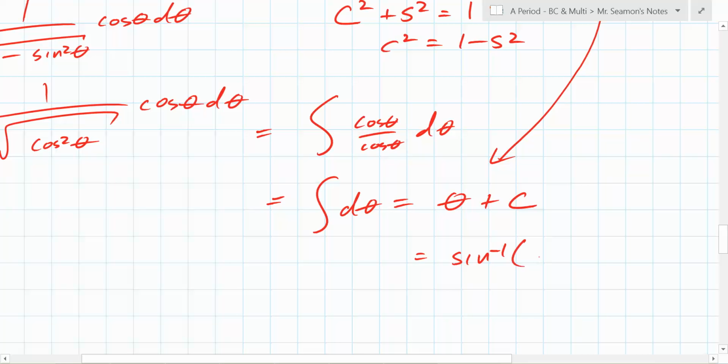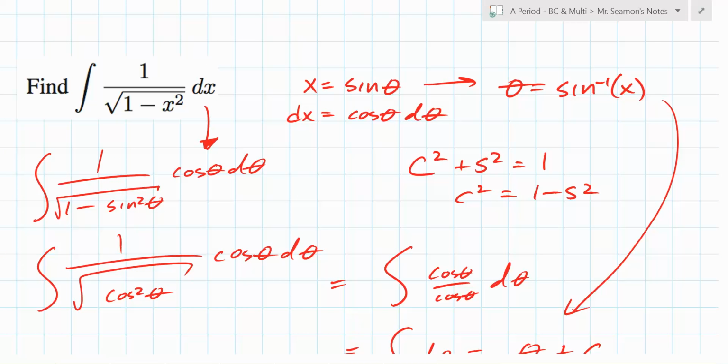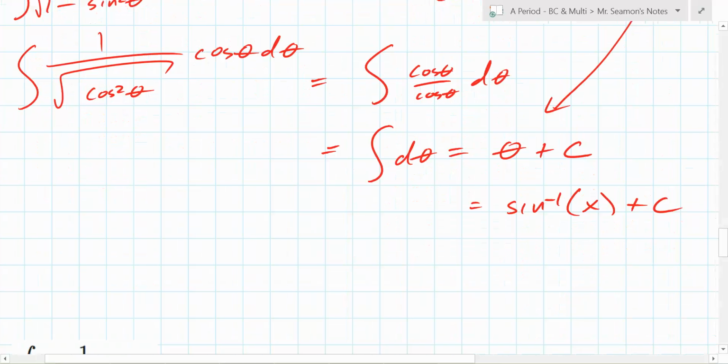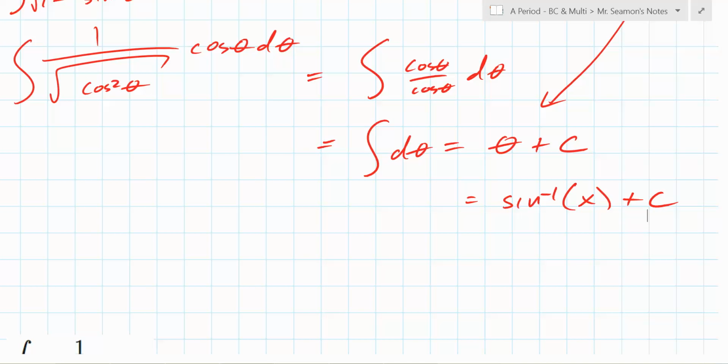Yeah, inverse sine of x plus what? C. So when you look at this, you might realize, oh, this is inverse sine. This is the derivative of inverse sine. So if you take the integral of this, what should you get back to? Inverse sine. Great, very nice.